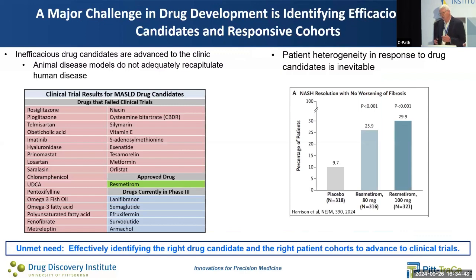And finally, a major challenge in drug development for not only liver disease, but other diseases is identifying the efficacious drug candidates and the responsive cohorts. You can see here that a number of drugs have been tried for MASLD. 96% of them, which we have clinical data on, have failed. And the one drug, resmetirom, that has been approved, you can see on the right, only 30% or so of the patients are responsive. And so effectively identifying the right drug candidate and the right patient cohorts to advance to clinical trials is an unmet need.